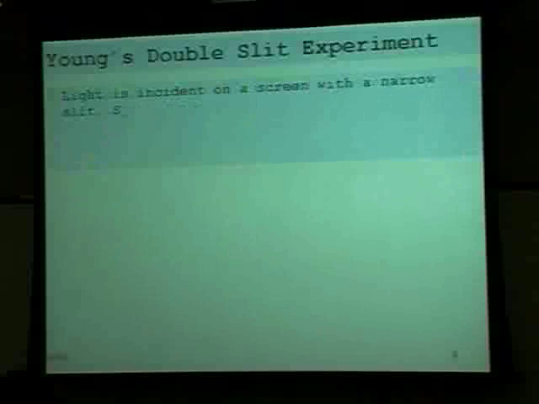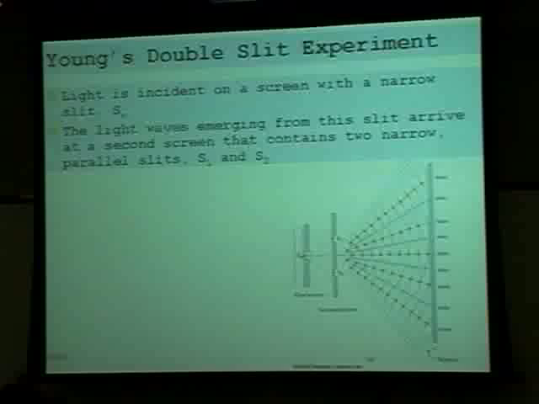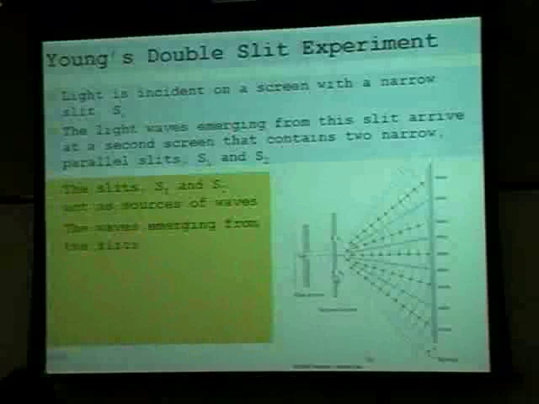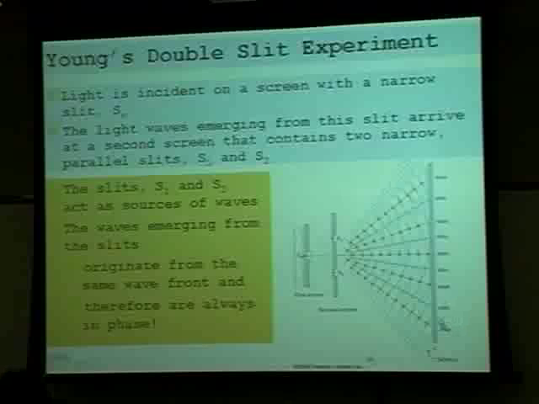Here's how it looks. We have light incident on the screen from the first slit, call that the source S0. Light waves emerge from this slit and arrive at a second screen that contains two narrow slits, and we'll call those S1 and S2. Sources S1 and S2. So light hits the first screen and comes out in phase, so that the light that hits S1 and S2 is in phase and monochromatic. They act as separate sources themselves, from which we get the interference that occurs on the screen over here.